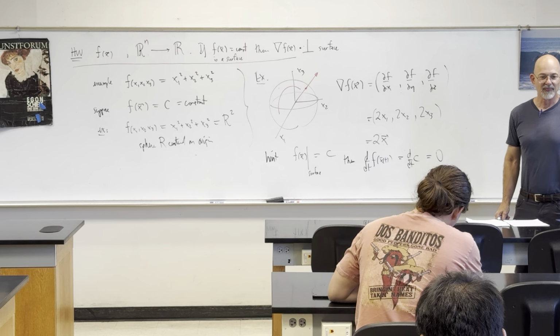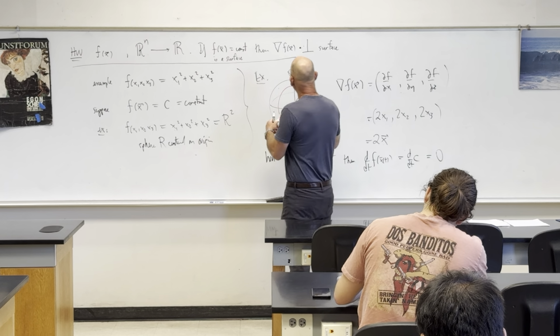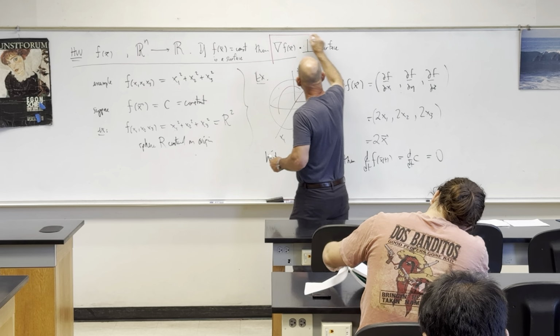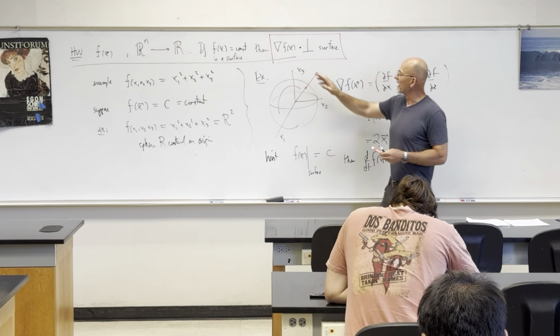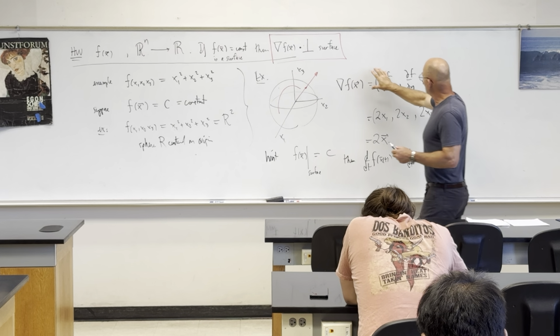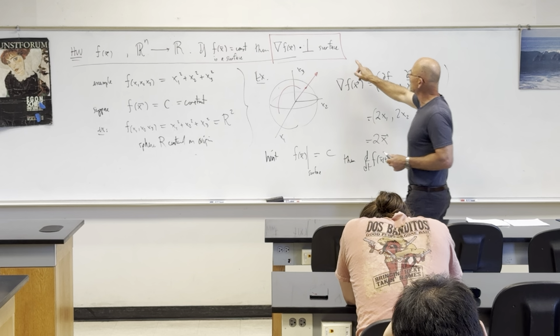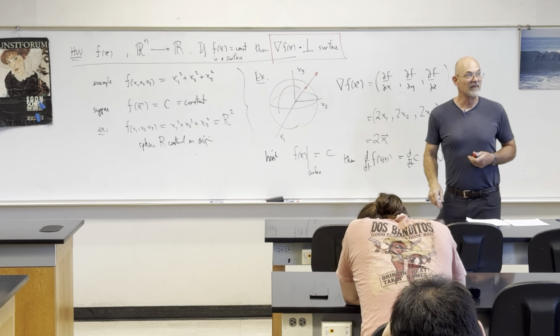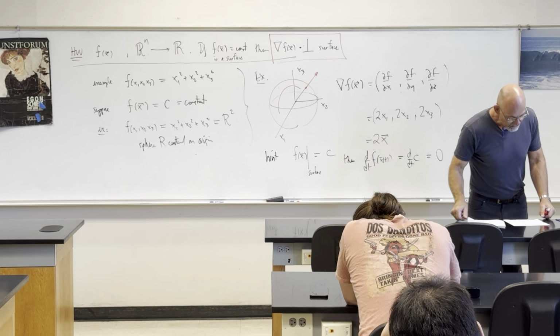Sorry, what's the question here? I'm confused. We're trying to prove that the gradient of f of x is perpendicular to the surface generated by f of x equals a constant. I did it for the sphere, and we see the gradient is just 2 times the vector itself, the radial vector. So yes, we'll just prove this in general. Good problem.